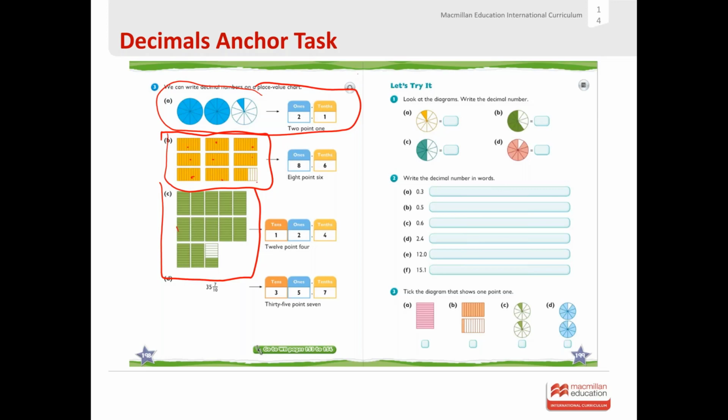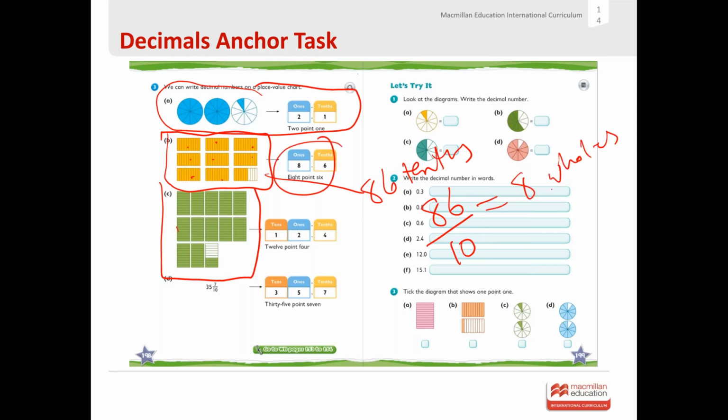There are 86 tenths there. So 86 over 10. And then we come to a conclusion that 86 over 10 is 8 wholes and also 6 tenths. We write that down as 8 wholes and 6 tenths as a fraction, but that can also be written as 8.6, where this is the tenths column.